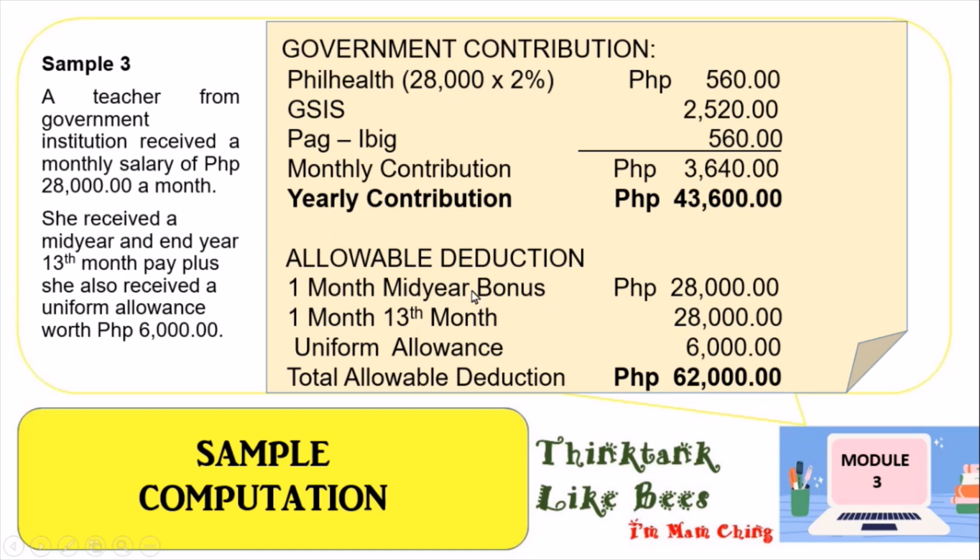For the allowable deduction or other income, we have a one-month mid-year bonus of 28,000. We have a one-month 13th-month pay of 28,000. We have the uniform allowance of 6,000. Okay? So the total allowable deduction is 62,000 per year.